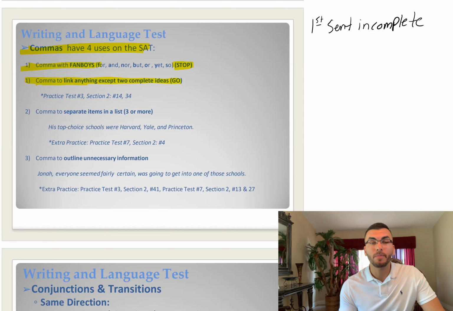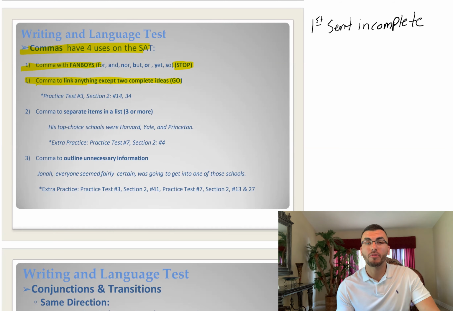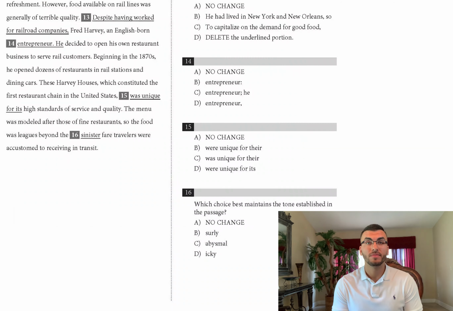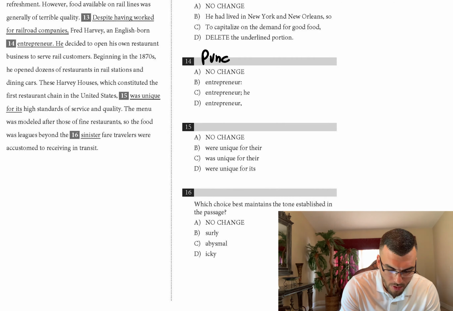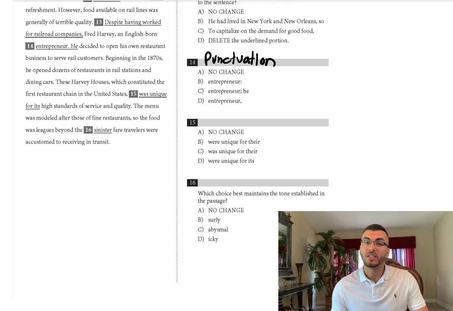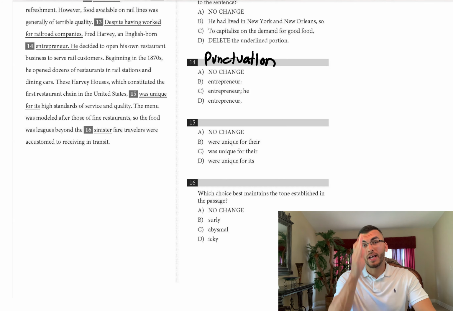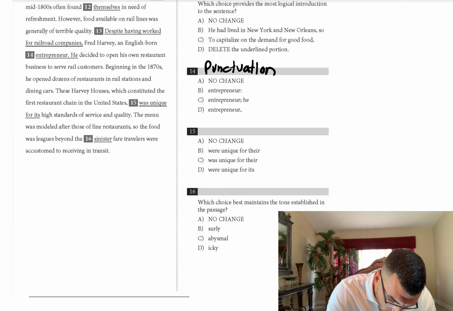So let's look at these 2 examples, number 14 and 34 on practice test 3, section 2. So what's the first thing that we do, guys? For number 14, we got to see what's changing in the answer choices. You always compare answer choices, and we clearly see that the punctuation is changing in the answer choices. So we know we're dealing with punctuation. So what's the next thing that we do, guys? Now that we know we're dealing with punctuation, we got to draw that line. So right where the punctuation is, we're going to draw a line.